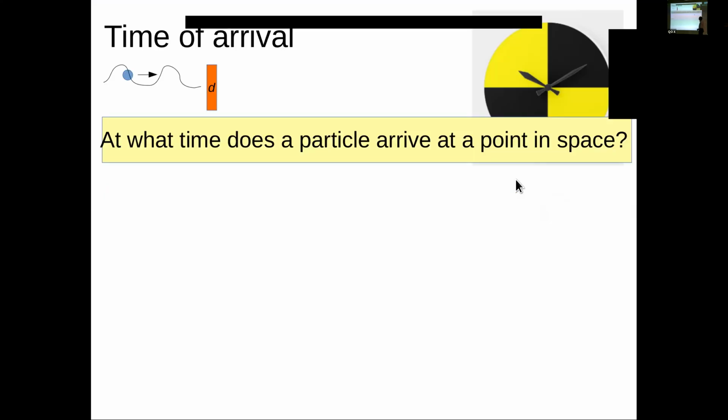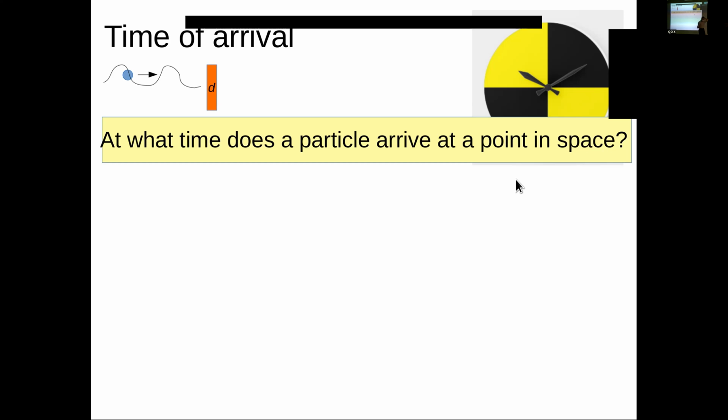What I want to talk about instead is the time of arrival of a particle at a position. This is the work I've done with Chris. The question is very simple. At what time does a particle arrive at a point in space where we put a detector? The particle is also a wave. We put a detector in some position. At what time does the particle arrive there?